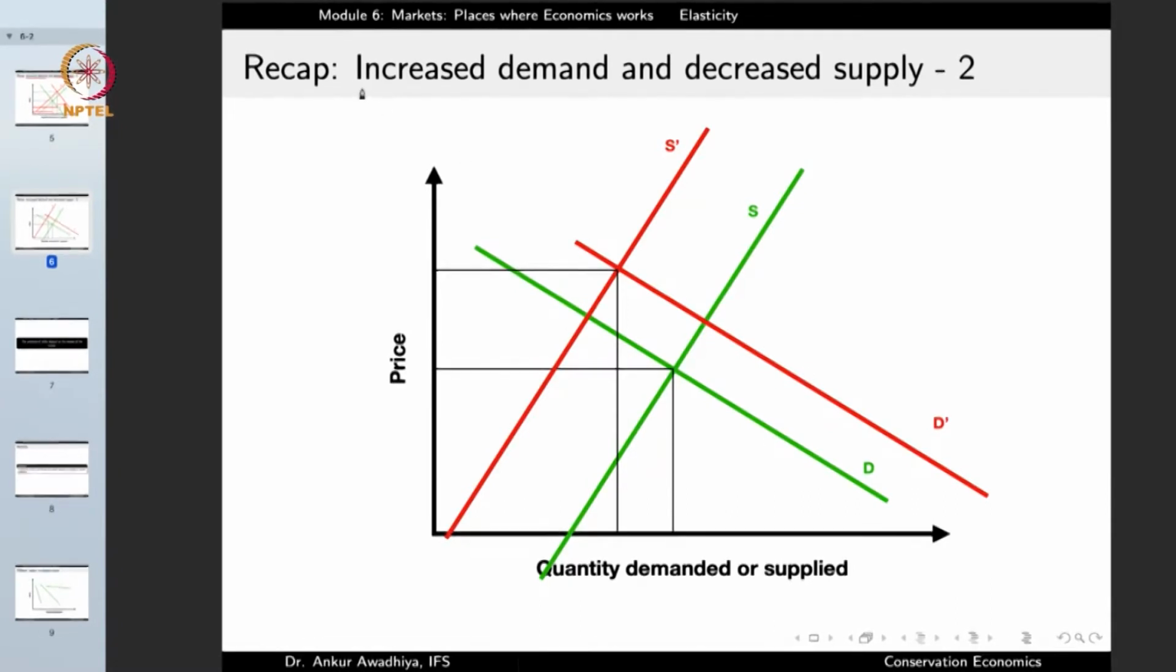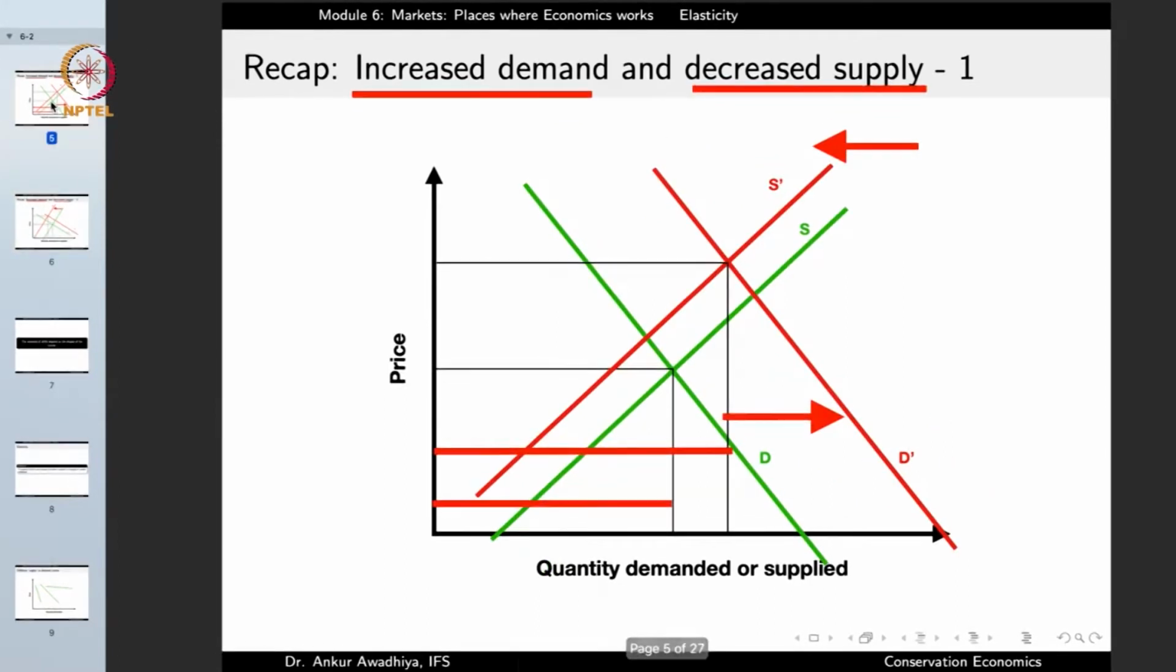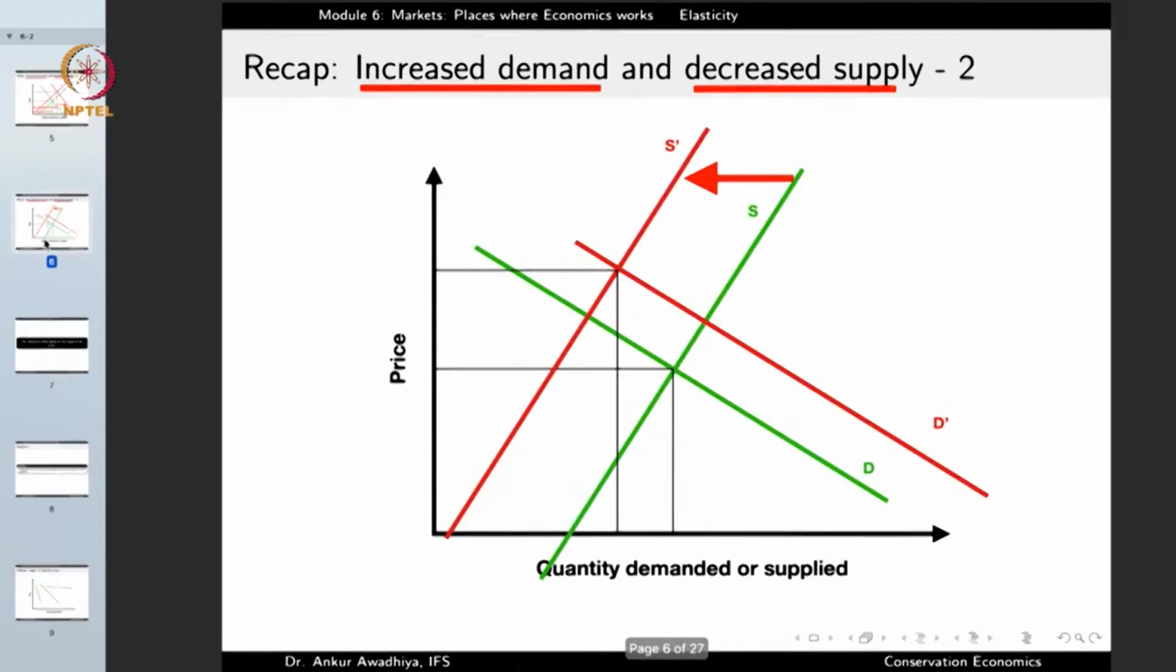So here again, we are looking at an increase in demand. This was the old supply curve. This is the new supply curve. So here the supply curve has shifted to the left. So we are looking at a decreased supply. So as in this slide, we have an increase in demand and decreased supply, and the same thing here as well. An increase in the demand and a decrease in the supply.